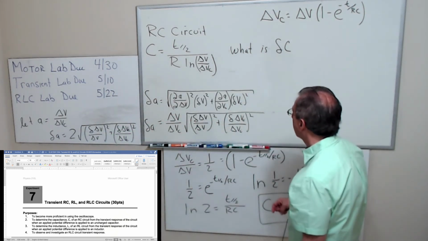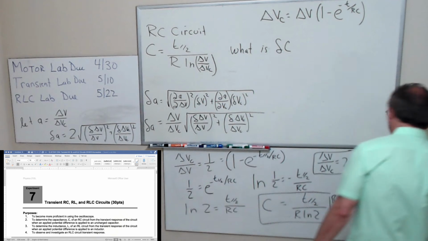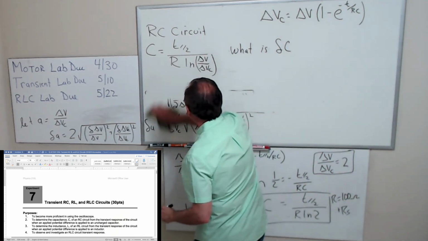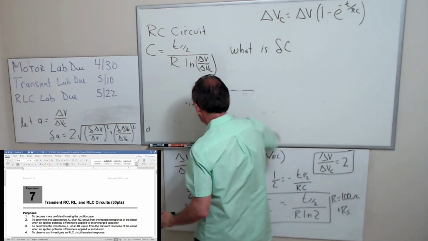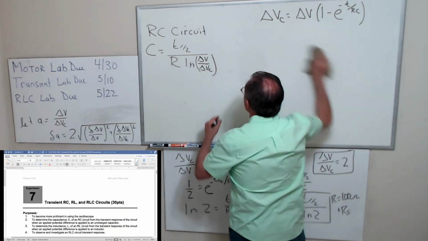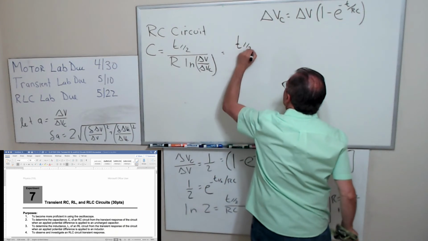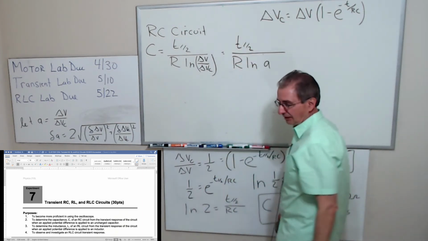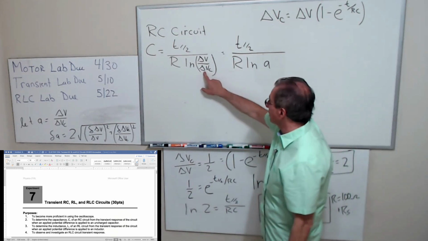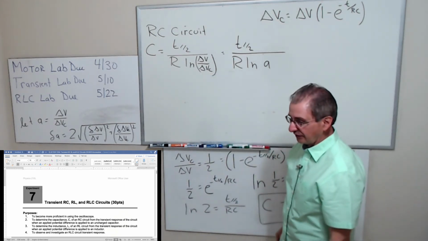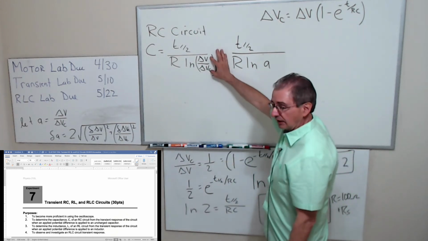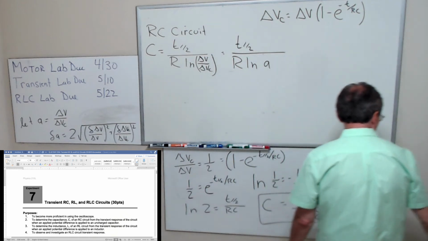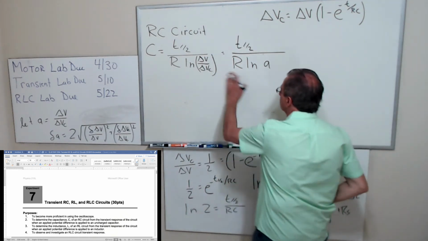Okay, so now I want to calculate the uncertainty in C, now that I know what delta A is. And I'm going to write this in the following way. First of all, I'm going to do this. The reason is that when I start taking partial derivatives with this log function, have fun. If I leave it like this, it's going to be a pain to calculate. But if you want to do it, go for it.